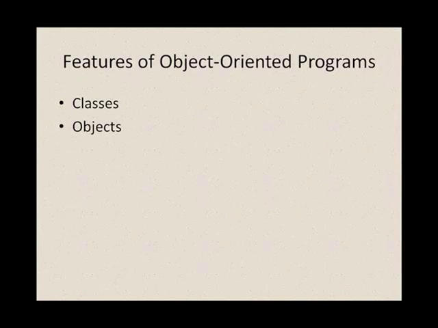Classes are similar to a blueprint or a recipe. It describes what an object will be like when one is actually created. An object is more like an actual house or an actual cookie, something that is already created from the blueprint or the recipe.